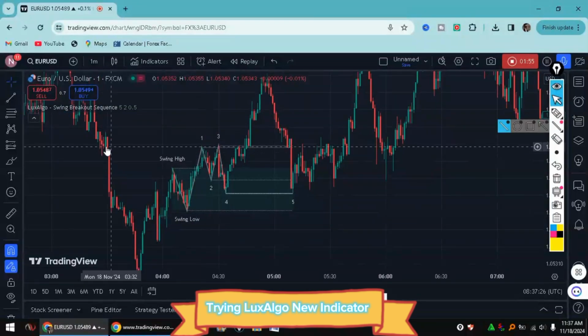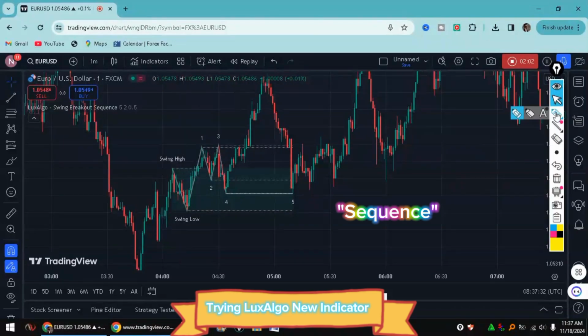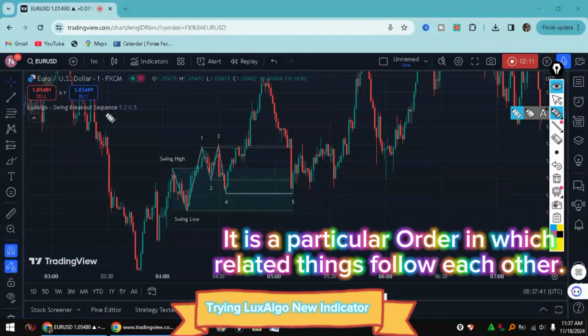So guys, the indicator is called the Swing Breakout Sequence, so I want us to actually define what a sequence is. When you hear the word sequence, keep in mind it is a particular order in which related things follow each other. So that's what you're supposed to know. The numbers you see written right here, the 1, 2, 3, 4, basically show an order that you're supposed to follow.